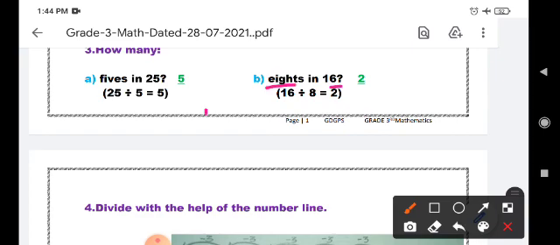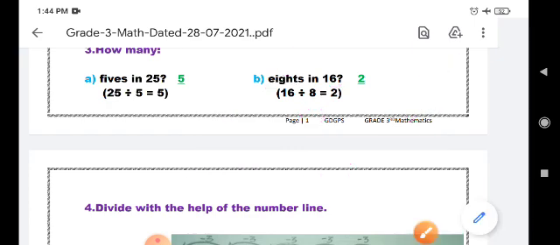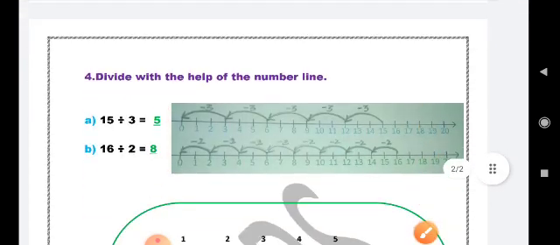8s in 16. 16 is my dividend. Why? Because it is the largest number, the biggest number, and 8 is smaller. That means divided by 8. 8 twos are 16. Now, we are going to make 8 groups of 16 and each group will have 2 numbers or 2 objects. Come to question 4.